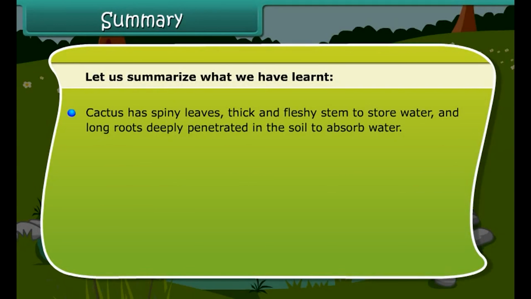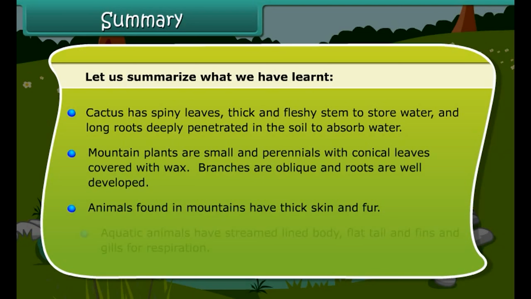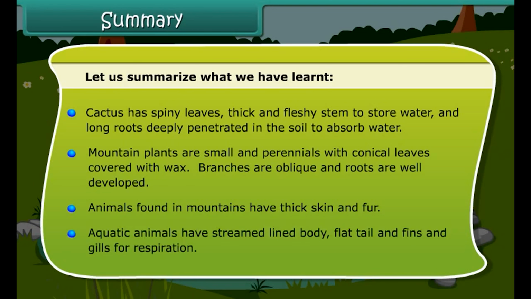Cactus has spiny leaves, a thick and fleshy stem to store water, and long roots deeply penetrating the soil to absorb water. Mountain plants are small and perennials with conical leaves covered with wax. Branches are oblique and roots are well developed. Animals found in mountains have thick skin and fur. Aquatic animals have a streamlined body, flat tail and fins, and gills for respiration.